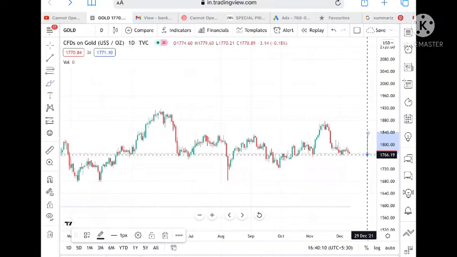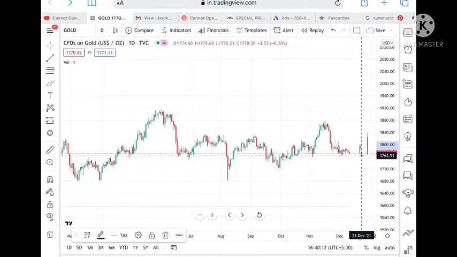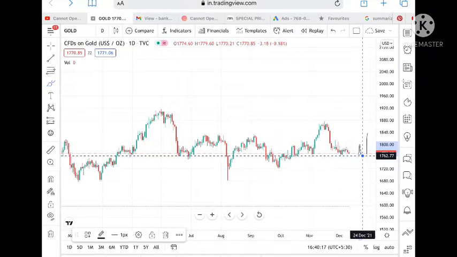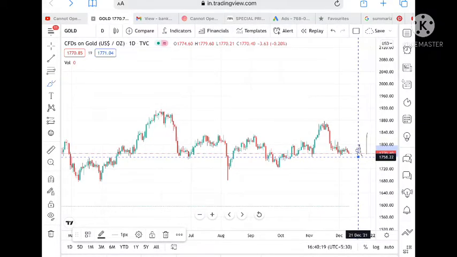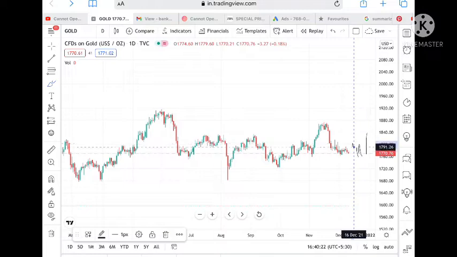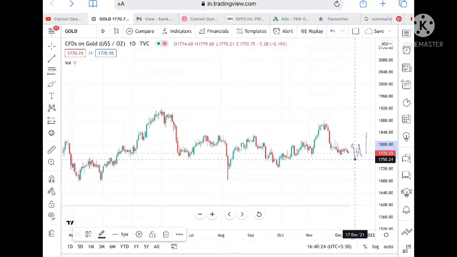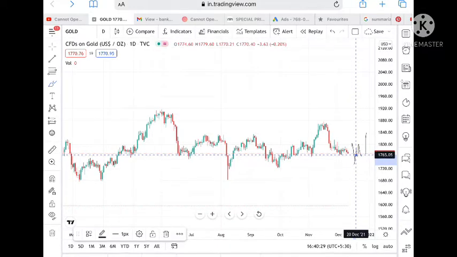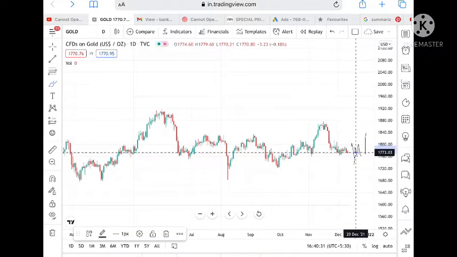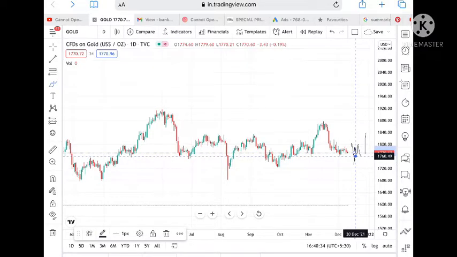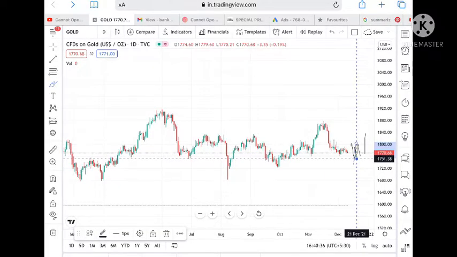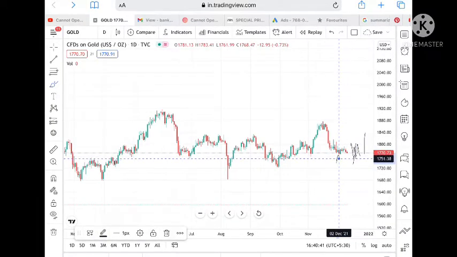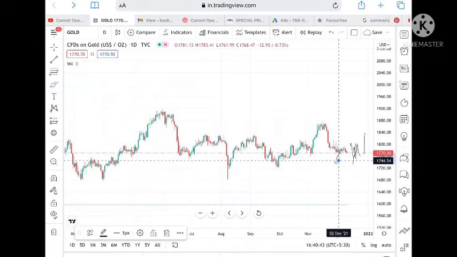Once it crosses a level of 1766, then there is a probability that it can go and touch a level of 1762. If the price sustains below this level, then it can go and touch a level of 1758, and if it goes below this level, then it can go and touch a level of 1750. So what you have to keep in mind is, if the price goes below a level of 1766, then it can go and touch a level of 1760, and if the price goes below this level, then it can touch a level of 1751, and once 1751 is crossed downside, then it can go and touch a level of 1744.